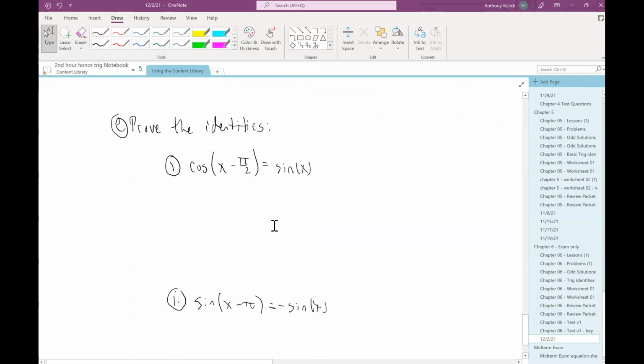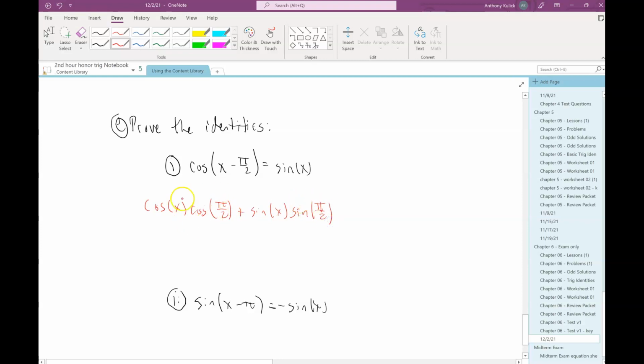The last couple we're going to do are proving some identities. Some of these we could do using the identities from before, but I'm going to default to using these new sum and difference identities. So in I, I'm going to work on the left side. I'm going to use the angle difference identity. So I have cosine of x times cosine of pi over 2 plus sine of x times sine of pi over 2.